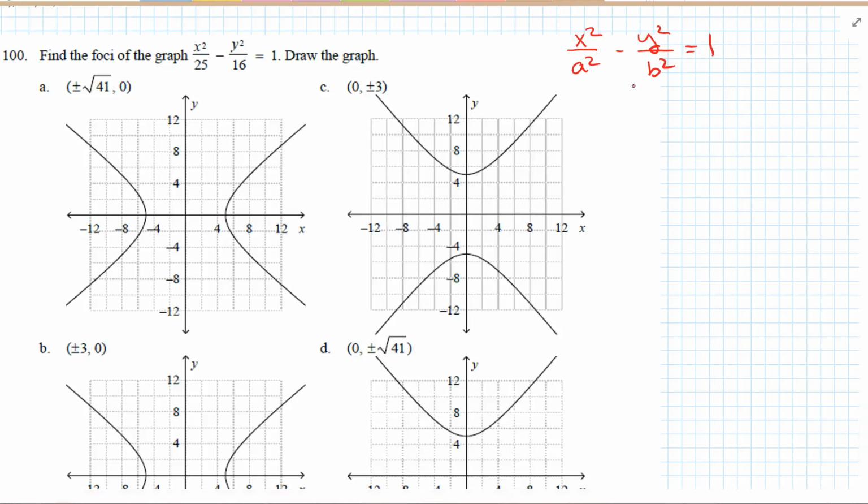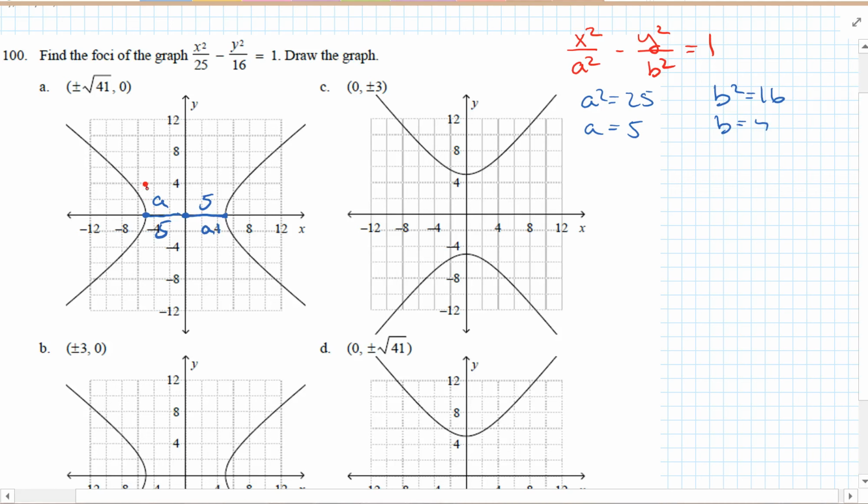What does a represent? The distance from the center to the vertex. So the distance from the center to the vertex will be 5, so that a value is 5. The b value represents going from the vertex perpendicular, in this case up or down. If a squared is 25 and a is 5, b squared is 16, so b is 4. So we go up 4, down 4 from each vertex. Those are our b values, and this creates our central rectangle.